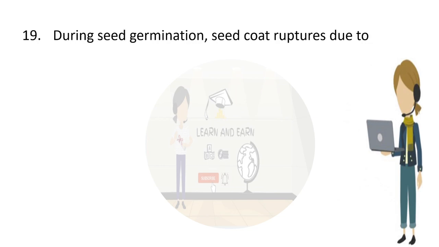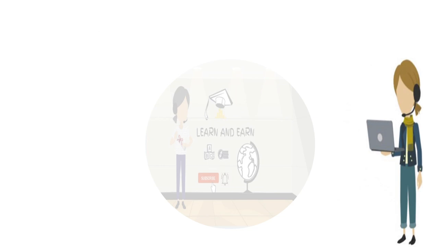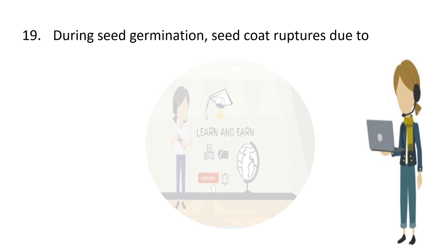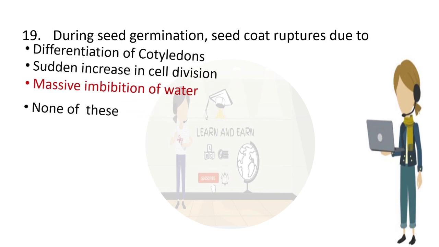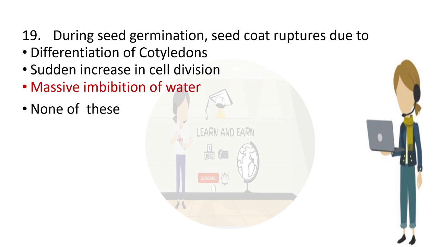Number 19 MCQ is, during seed germination, seed coat ruptures due to. A option is differentiation of cotyledons. B option is sudden increase in cell division. C option is massive imbibition of water. And D option is none of these. And the right option is C, massive imbibition of water.